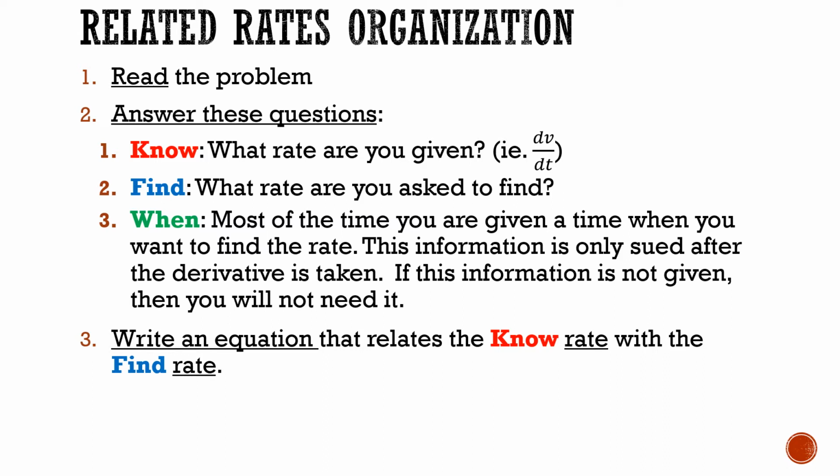You want to write that down for every single problem so that you know what you're actually looking for and what you have. Once you write those 3 things down, you want to find an equation that relates your know to your find. So if your know, for instance, is volume and your find is radius, then you would use an equation that involves volume and radius.